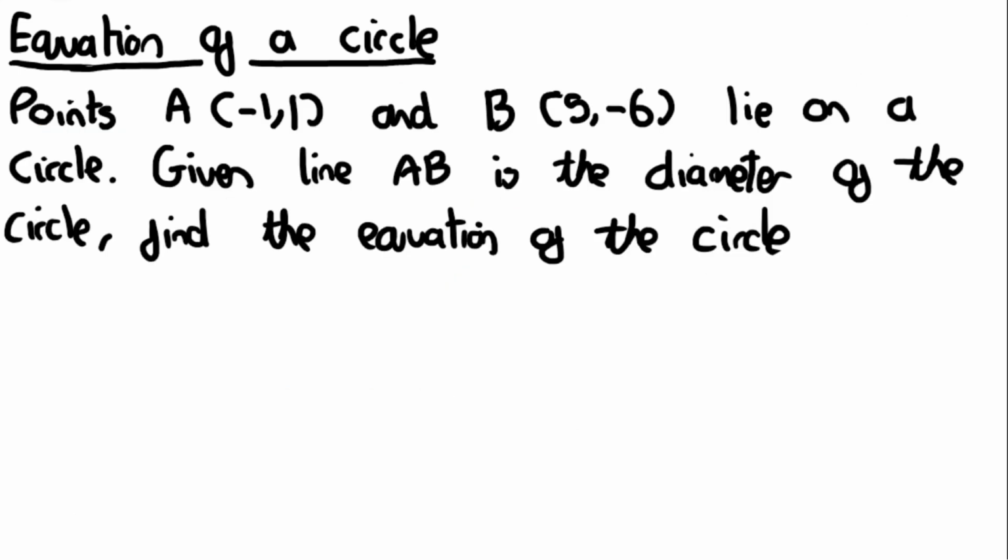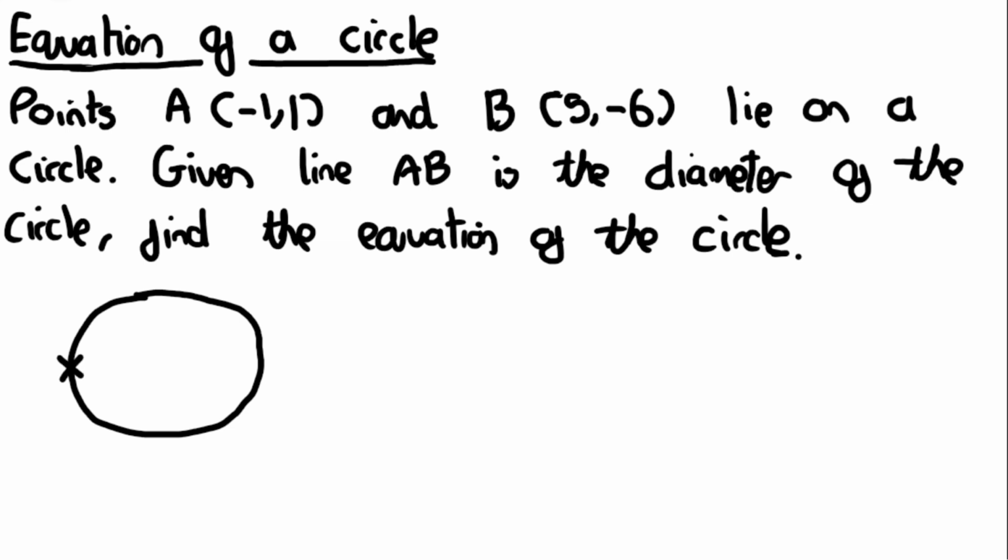So this is quite a common exam question, where they give you 2 points on the circumference of the circle, and the line that connects the points is the diameter of the circle, and they want you to find the equation of the circle. I always find a diagram really useful when I'm doing a question like this. It doesn't need to be to scale. In fact, I'm not even going to draw an axis. I'm just going to draw a circle, and it says that the line AB is the diameter of the circle.